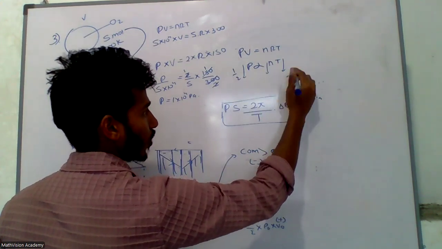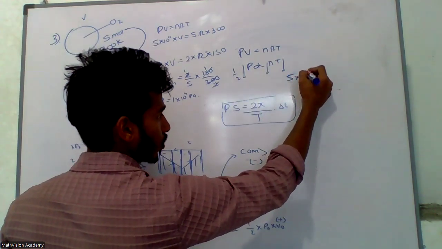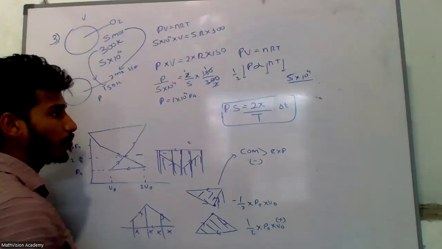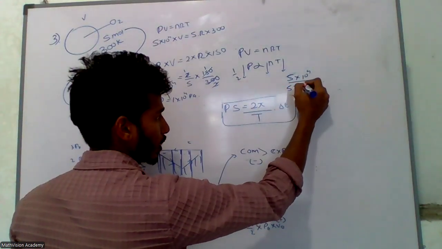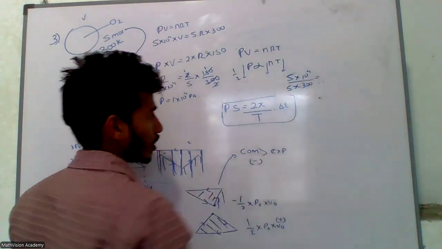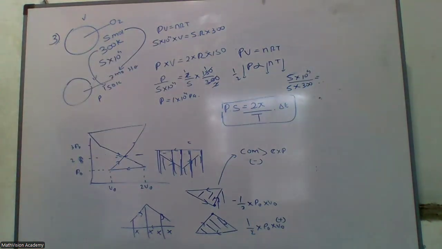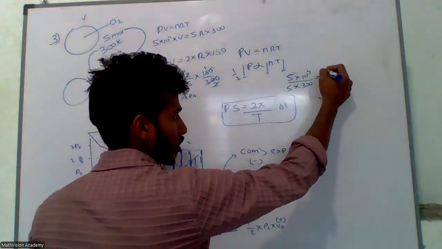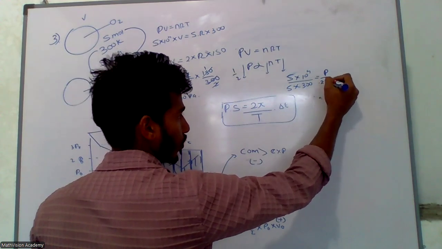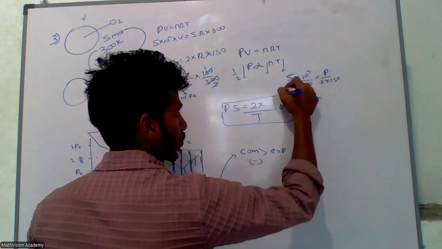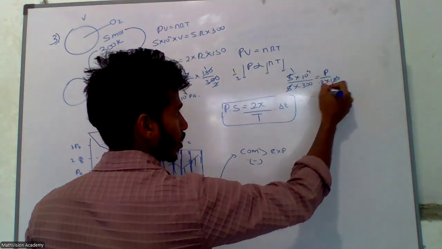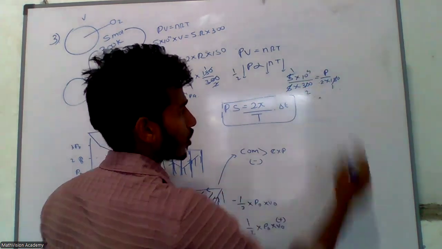Pressure 5 into 10 to the power 4 divided by number of mole is 5, temperature is 300, and the pressure is unknown, moles is 2, 150, so 1. Yeah, you are getting the answer, okay?